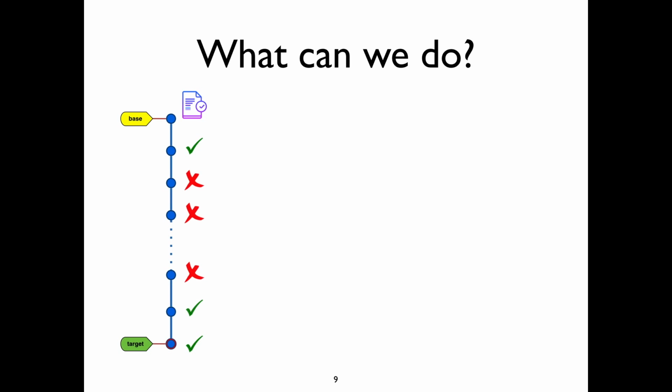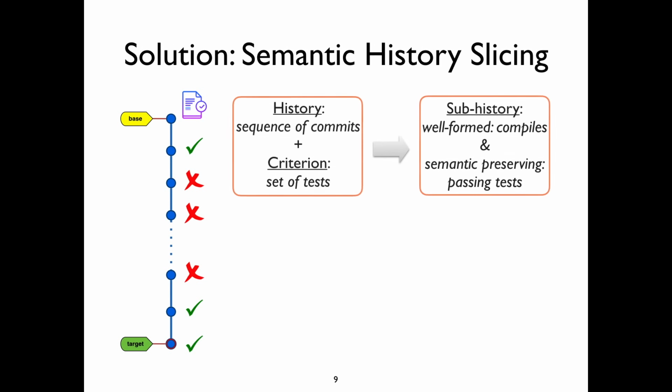The solution we propose is semantic history slicing. It takes a piece of history and a set of tests exercising the target functionality, and automatically produces a sub-history which compiles and passes the same tests. We call this sub-history a semantics preserving slice with respect to the given tests.